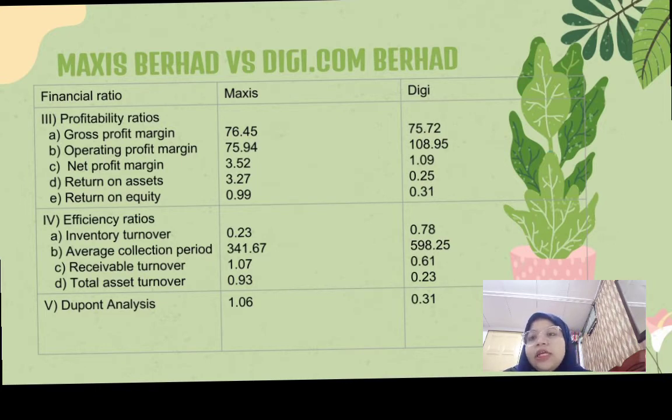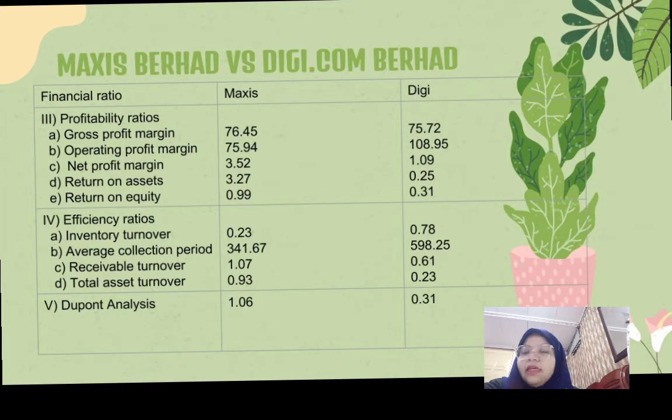Return on equity for Maxis gets a value of 0.99, while DiGi gets a value of 0.31. This suggests Maxis makes a measure of business profitability in relation to equity, because shareholder equity can be calculated by taking all assets and reducing all liabilities.